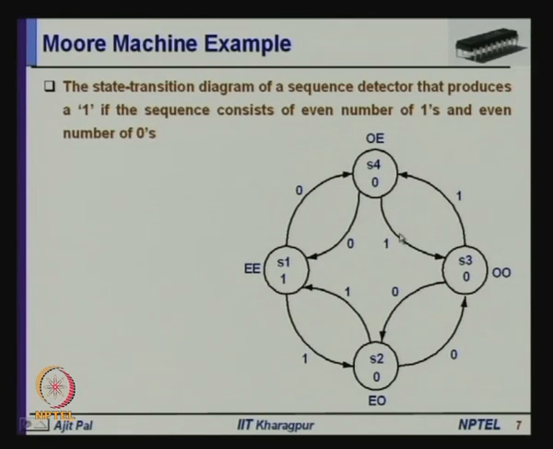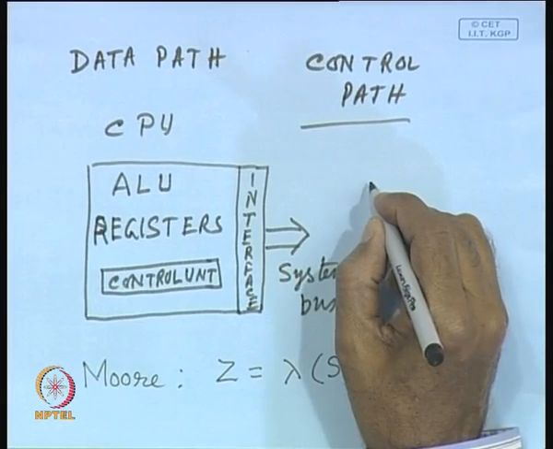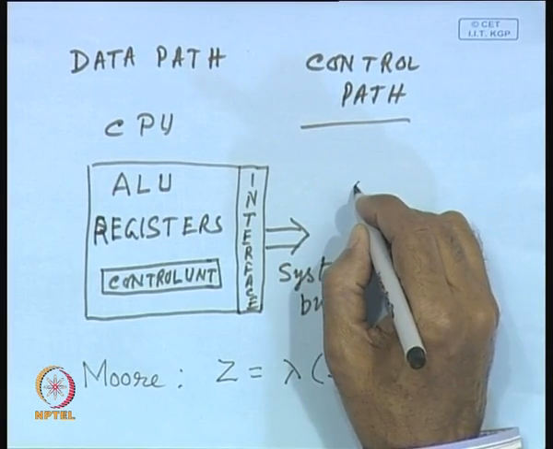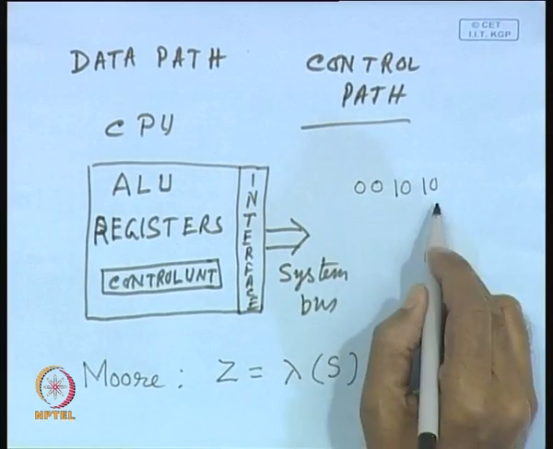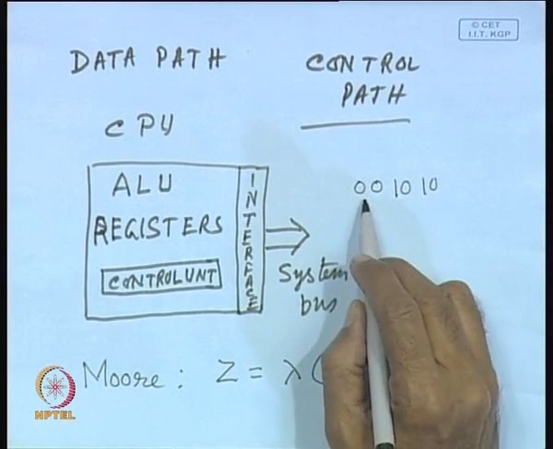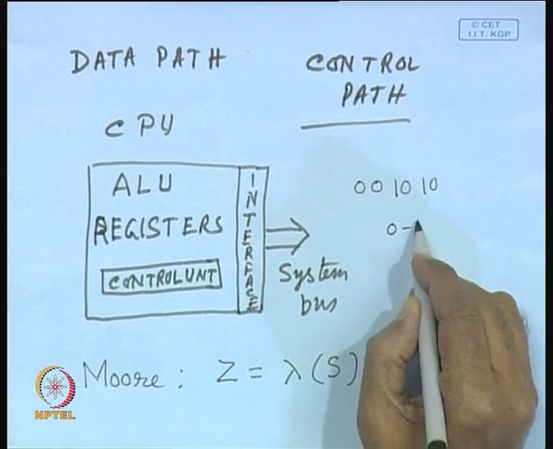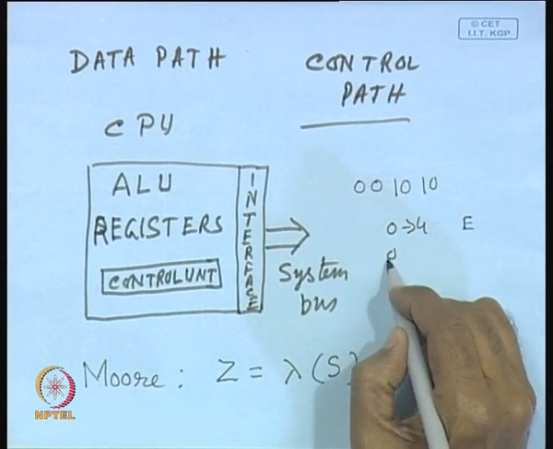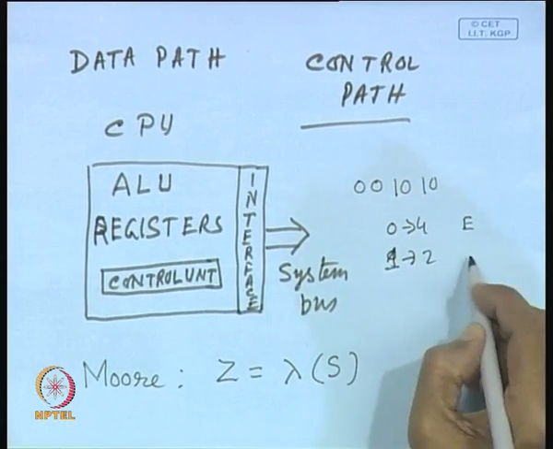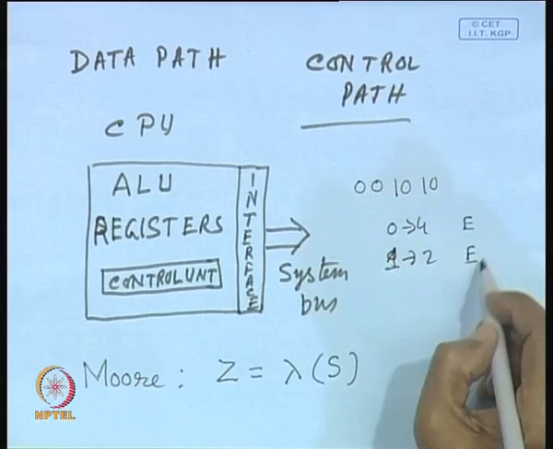like this. Say, for example, suppose the number of inputs is 6. So, it may have 0 0 1 0 1 0, let us assume this is the sequence. Here you can find the number of zeros is 4, so it is even, and the number of ones is 2, so it is also even. So, that means it will produce 1.